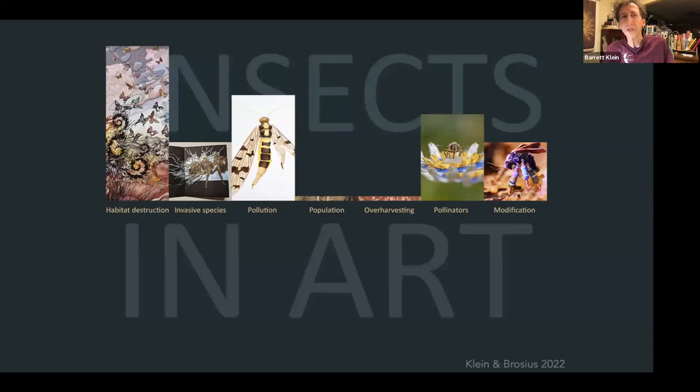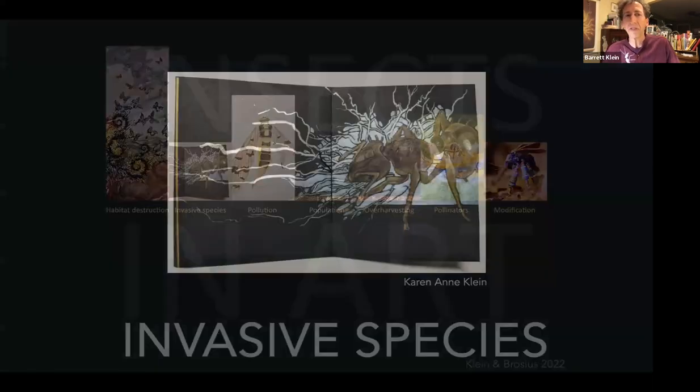Fellow entomologist Tierney Brocious from Illinois and I decided to do an article for the journal Insects in which we surveyed different artists' use of insects as muses in their works based on different ways that humans are destroying the living planet: habitat destruction, including global climate change, introduction of invasive species, pollution, overpopulation of humans, overharvesting. And then we looked at two insect-specific ones, decline of pollinators and modification or extermination of insects. And I'll just give a quick example of each.